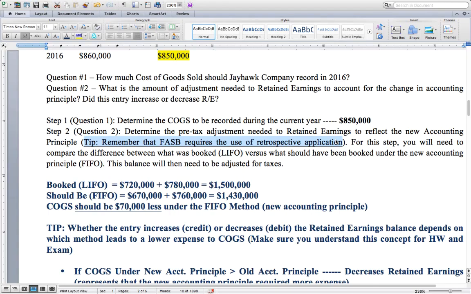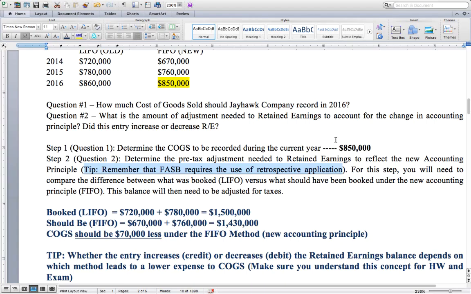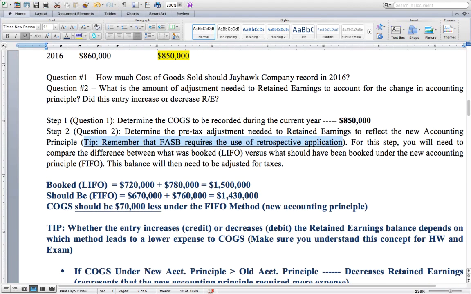Since we just answered that the current year entry to cost of goods sold is $850,000, and that is under the new accounting principle, we do not need to adjust any of that balance for retained earnings. However, since 2014 and 2015 were different, we need to adjust the retained earnings to account for those changes. So first, it's simple as just figure out what was booked in those periods, so 1.5 million under the old method. Under the new method, you booked 1.43 million.